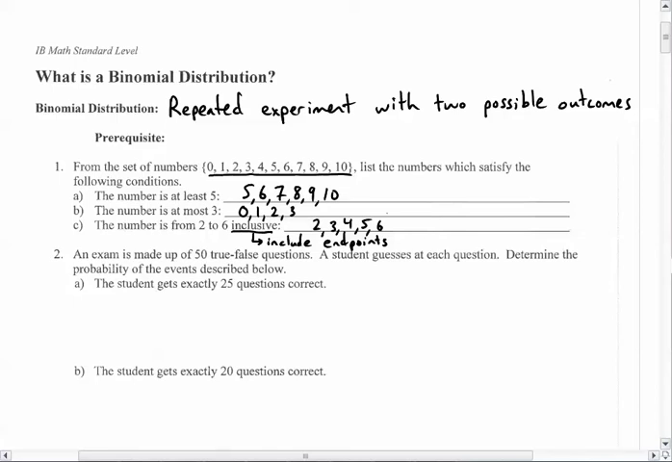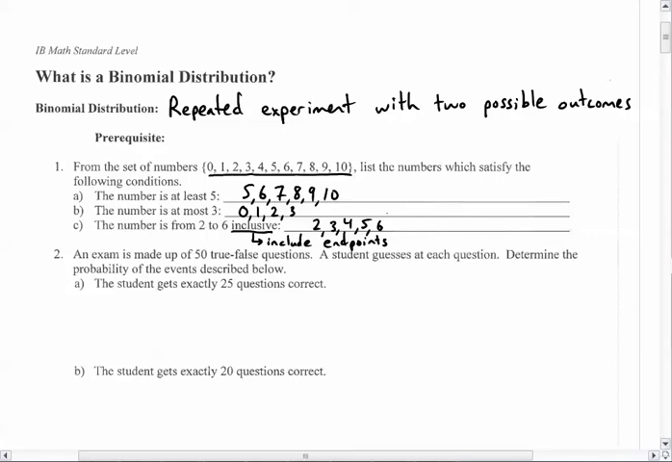Now let's do some review problems. So let's say an exam is made up of 50 true-false questions, and a student guesses at each question. What's the chance that they'll get exactly 25 questions right? And we kind of expect that they'll get 25 questions right. So there's a 50-50 chance that they get the right answer. And since there's 50 questions, they should get half the questions right.